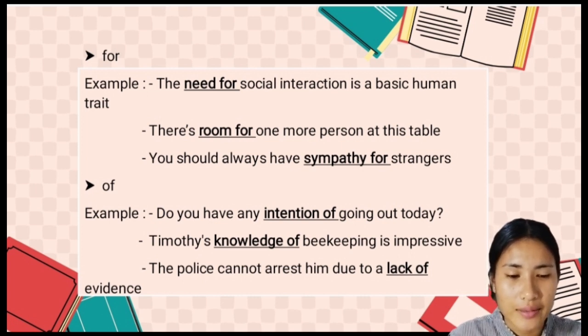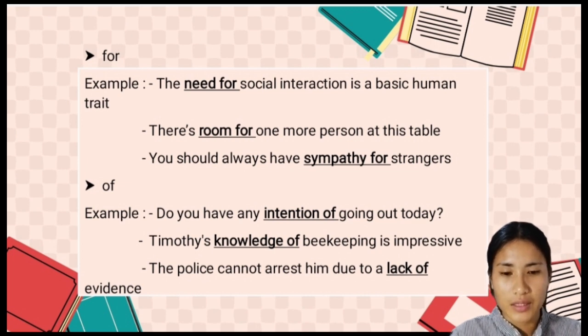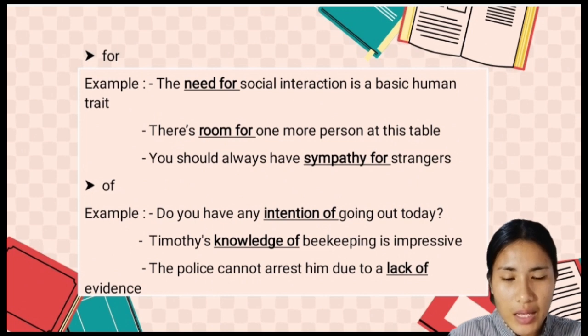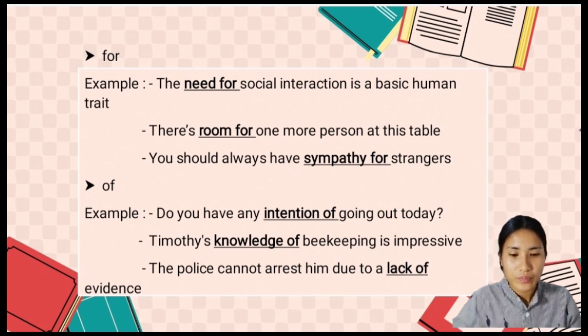And then the preposition of. Here are the examples. The first is do you have any intention of going out today? Timothy's knowledge of beekeeping is impressive. And the last is the police cannot arrest him due to a lack of evidence. So we can see the prepositions with nouns are intention of, knowledge of, and lack of. Let's move.